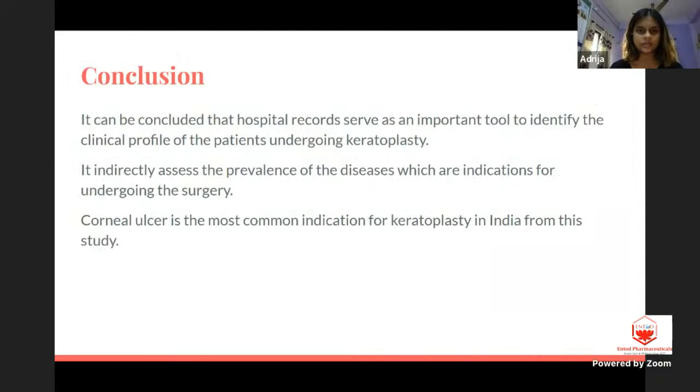In conclusion, it can be seen that hospital records serve as an important tool to identify the profile of the patients undergoing keratoplasty. Indirectly, it also assesses the prevalence of diseases that are present and the health situation of the country as a whole. Corneal ulcer was the most common indication for keratoplasty in India from this study.